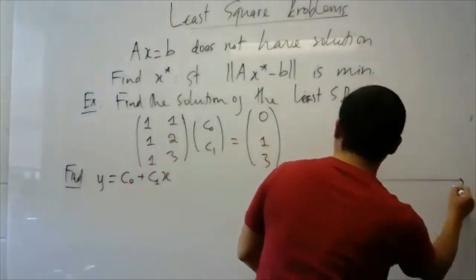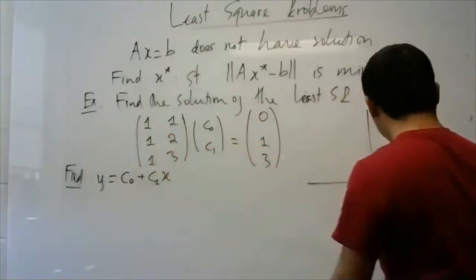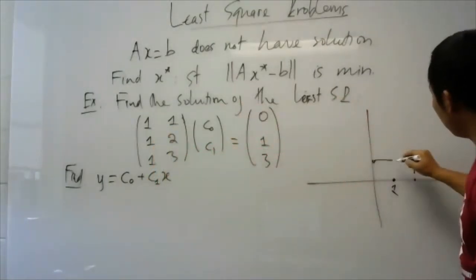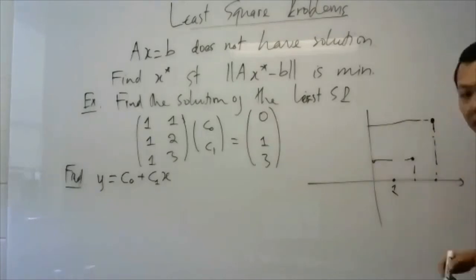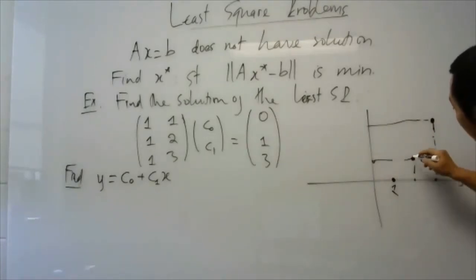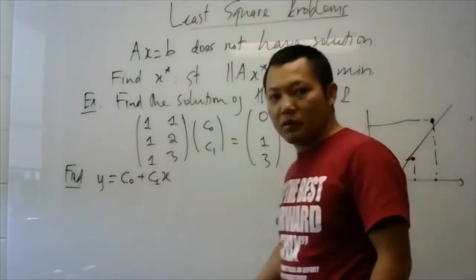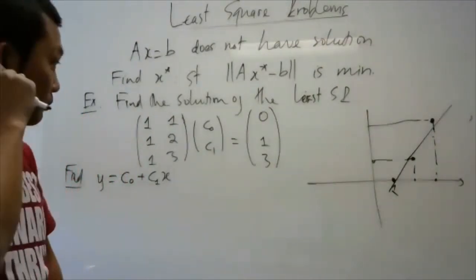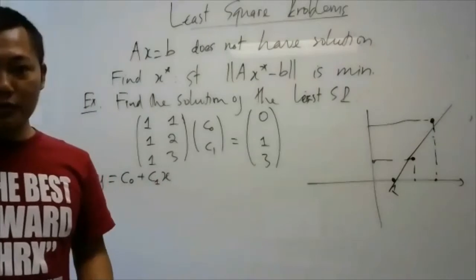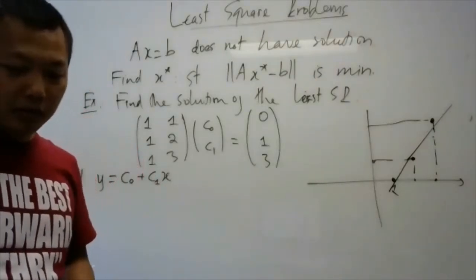Let me express in here: x equal to 1, y equal to 0, x equal to 2, y equal to 1. That is the second point. X equal to 3, y equal to 3. That's the third point. So since they are not on a straight line, right? You need to find a straight line that fits most to all of them. Agree? Okay, so how to solve this problem? Let's solve this first, and then we figure out why we need that.